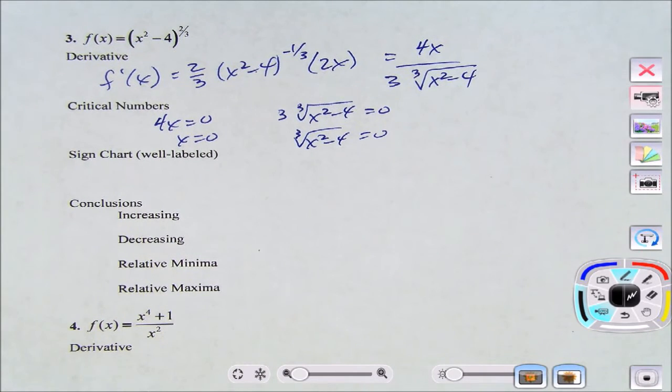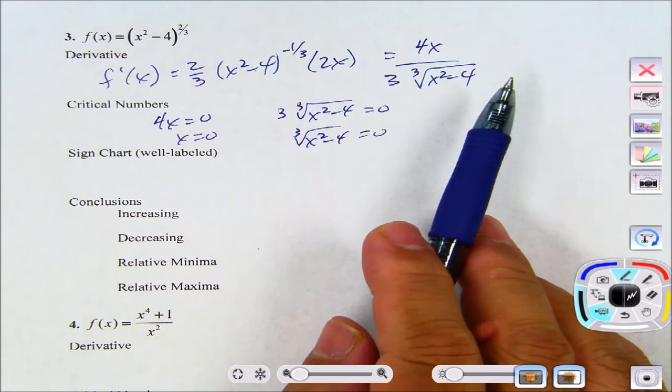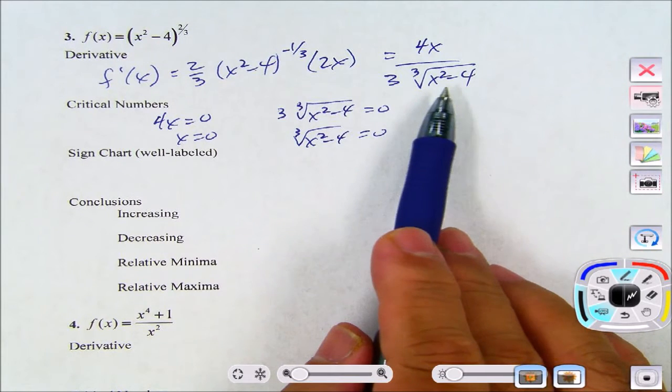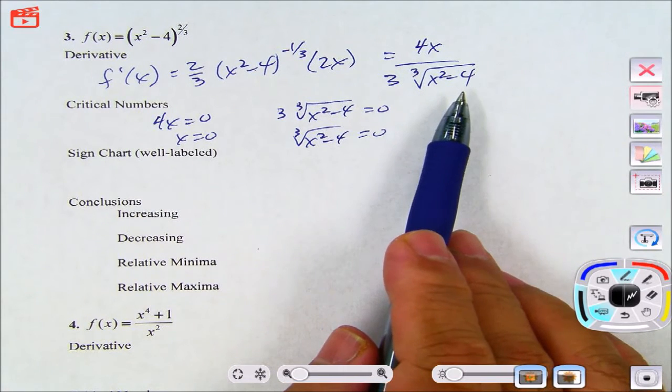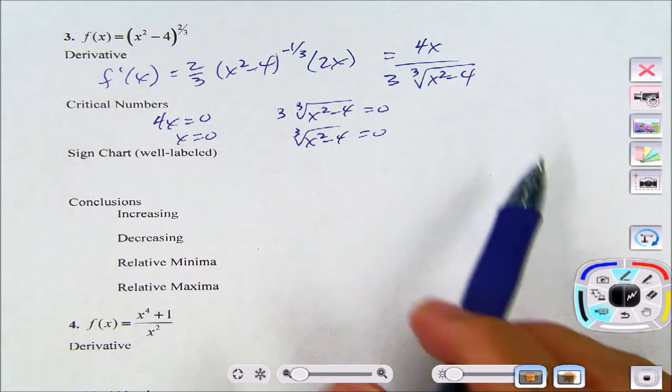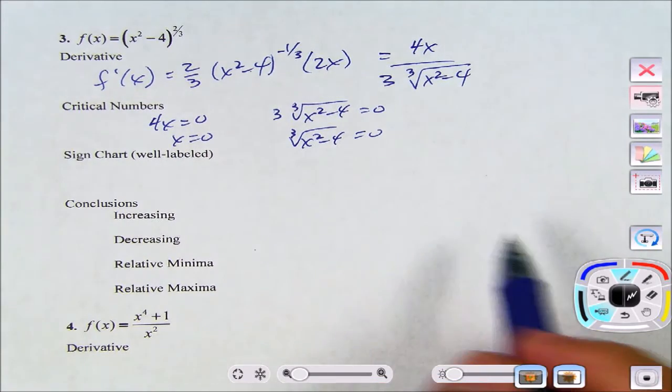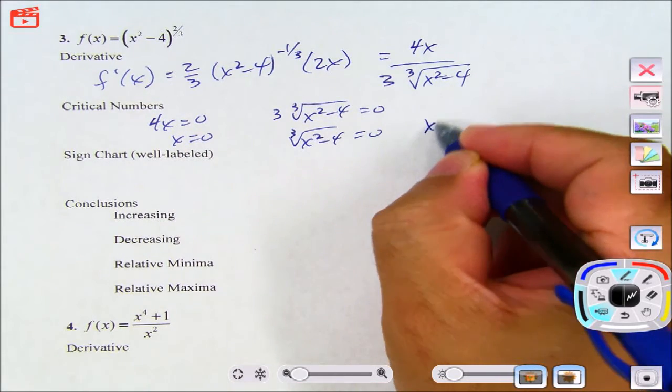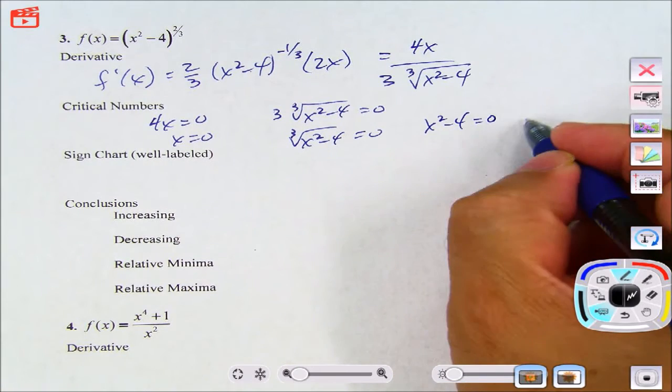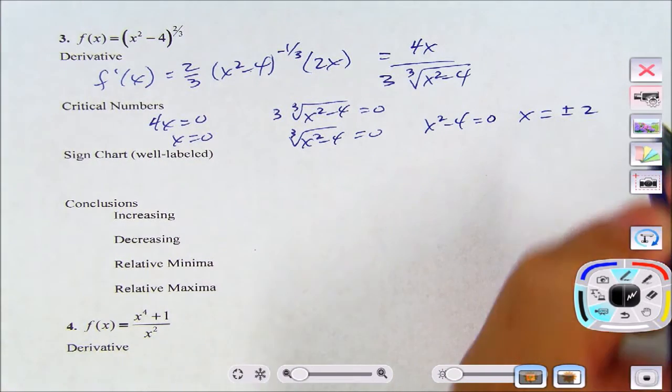Good question. The critical numbers occur when the derivative is equal to 0 or when the derivative is undefined. Setting the numerator equal to 0 is when the derivative is equal to 0. Setting the denominator equal to 0 is when the derivative is undefined. Does that answer your question? All right. Now I cube both sides and I get x squared minus 4 equals 0. So I get x equals plus or minus 2.